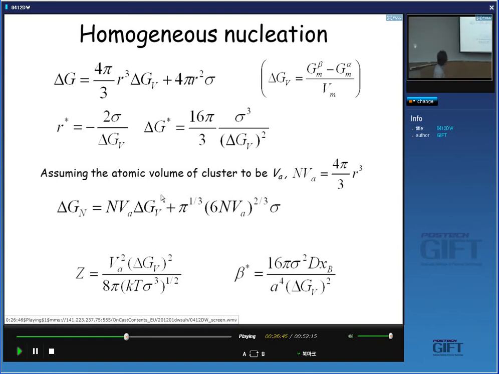And from this equation, you can easily derive the critical nucleus size and how much the activation barrier will be. Okay, this is a typical one, and I hope you do not have any difficulty with this equation.